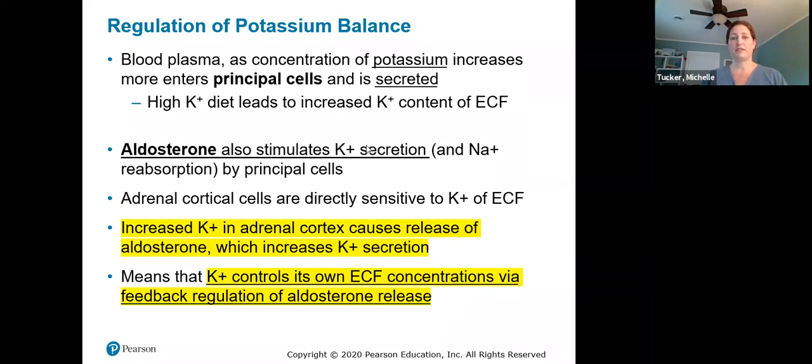So regulation of potassium balance is important because it maintains the resting membrane potential, and that affects the ability of cells to depolarize. And the main hormone that regulates potassium balance is aldosterone, which is secreted by the adrenal cortex and causes an increase in potassium secretion.